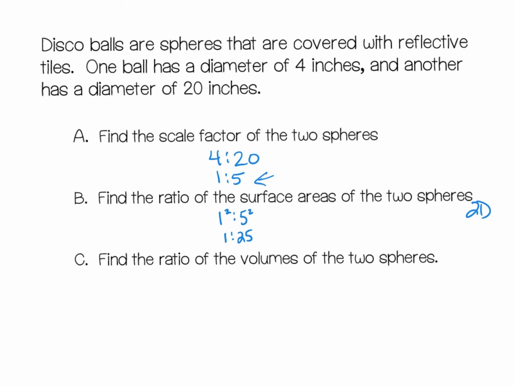So I'm really looking at 1 squared to 5 squared, or 1 to 25. If I want to find the volume of the spheres, volume is three-dimensional. So I need to take the one-dimensional ratio and cube it. So 1 cubed to 5 cubed would be equivalent to 1 to 125.